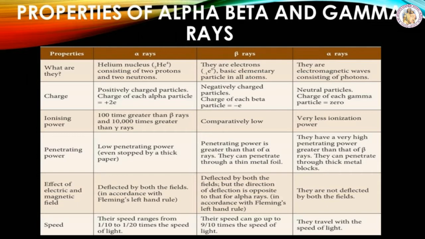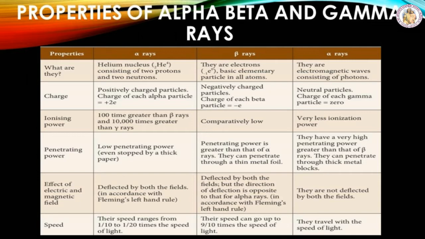See here in this table the given properties: alpha rays, beta rays, gamma rays. Let's say first is alpha rays. It is a helium nucleus, 2 helium 4. So 2 is the atomic number and 4 is the mass number. 4 means 2 protons and 2 neutrons. Protons plus neutrons is the mass number. So the helium nucleus consists of 2 protons and 2 neutrons.